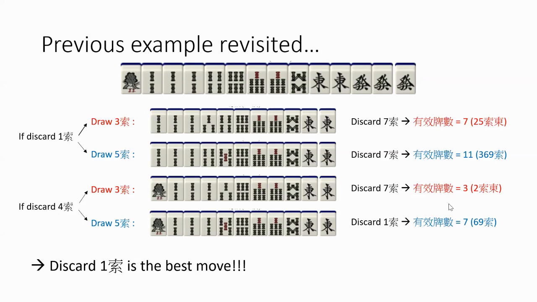We do a similar analysis when we discard 四索 in the previous hand, and we also count the number of 有效牌數. Subsequently, when we draw a 3索 and 5索, you should be able to see that the number of 有效牌數 would be way less when we compare to the previous case. So in this analysis, we see that discarding 一索 is the best move, okay?